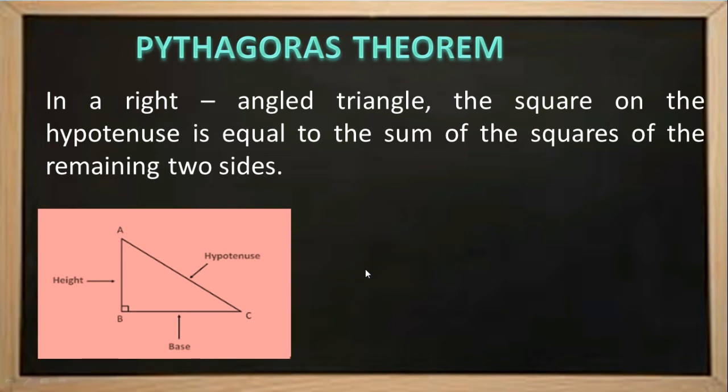So let us consider this example. In this triangle ABC, angle B is 90 degree. Hence AC is called the hypotenuse. The theorem says in a right angle triangle, the square on the hypotenuse. What is the hypotenuse? In this example, the hypotenuse is AC. Square on hypotenuse means AC square, which is equal to the sum of the squares of the remaining two sides.